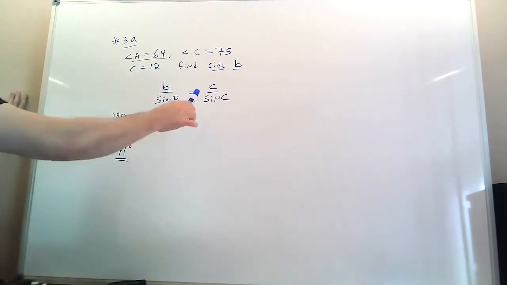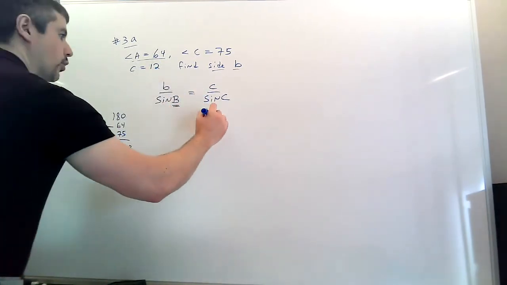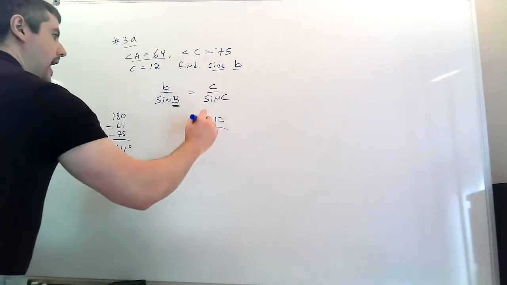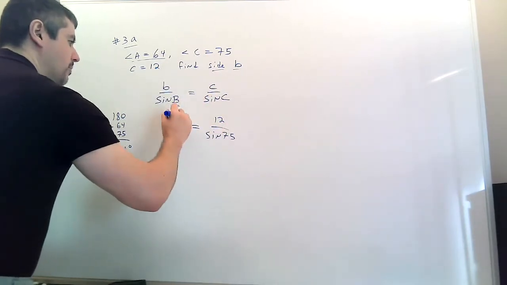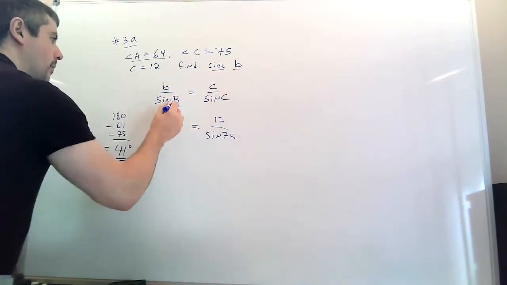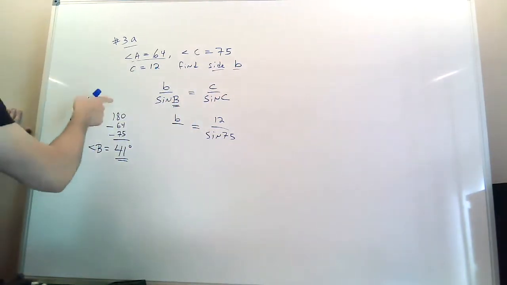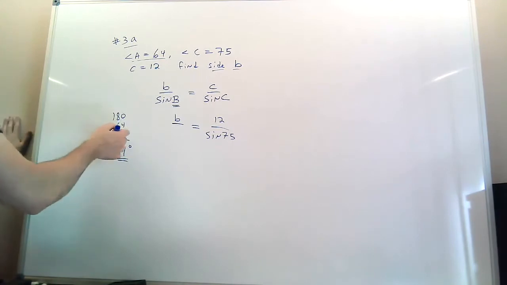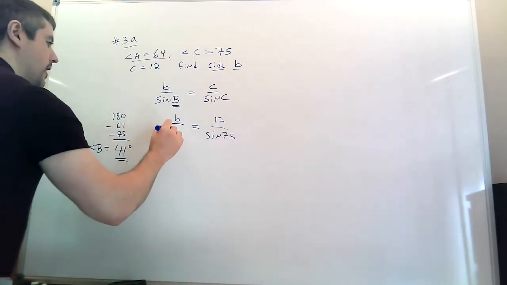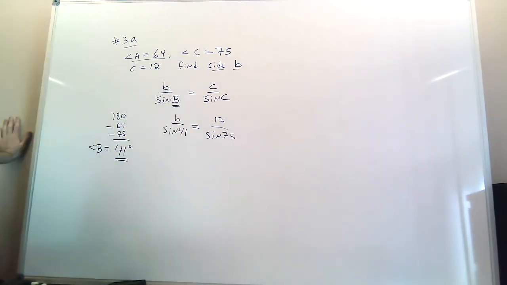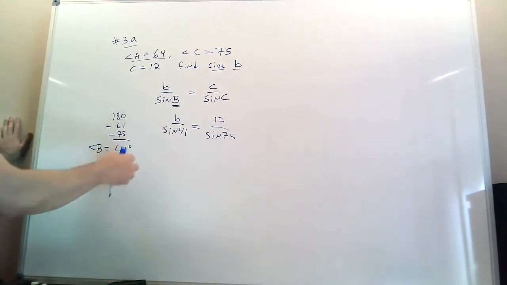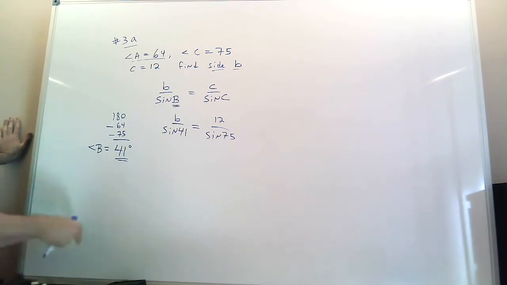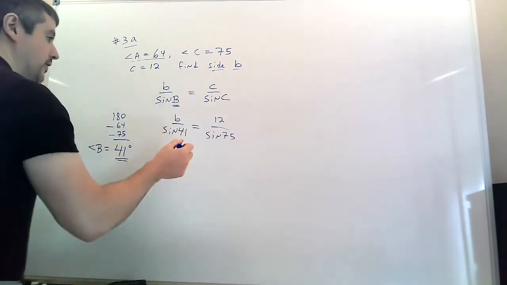Now I'm good. I know side C is 12. I know angle C is 75. I don't know side B. That's what I'm looking for. But angle B, I just figured out using my little work there. I know the angles add up to 180. So now I know I can put a 41 there. That's it. You need to show me where this number came from. Even if it takes 2 seconds on the calculator, I have to see it. It has to be justified.